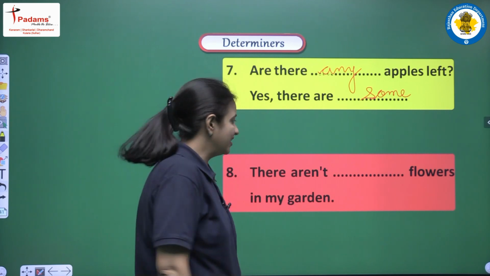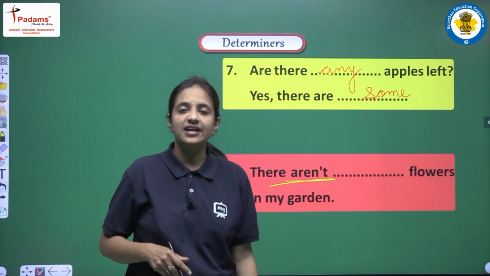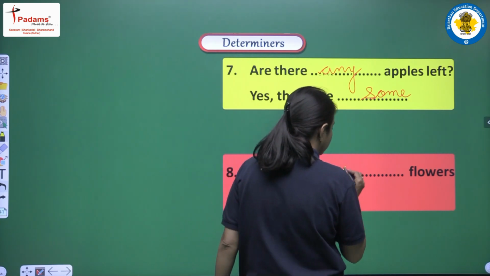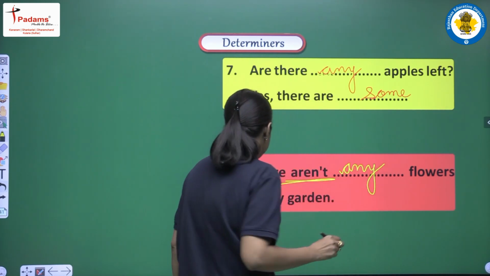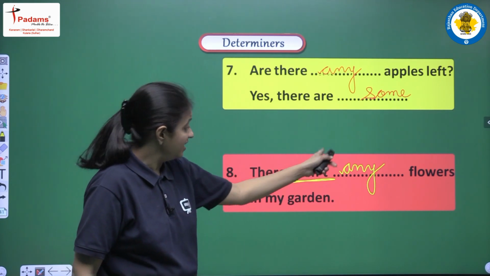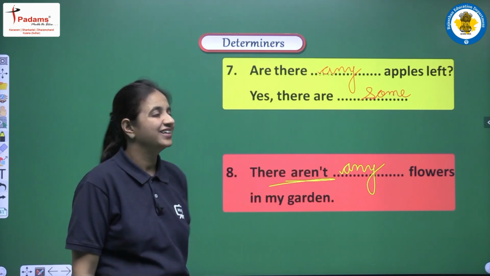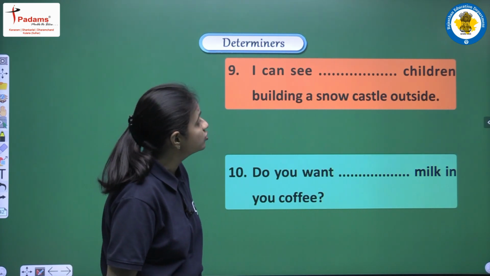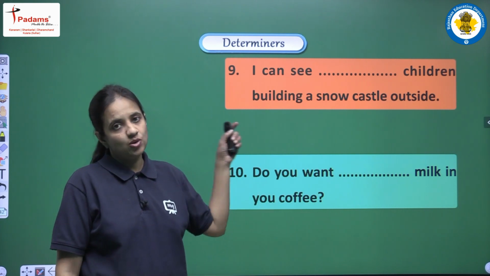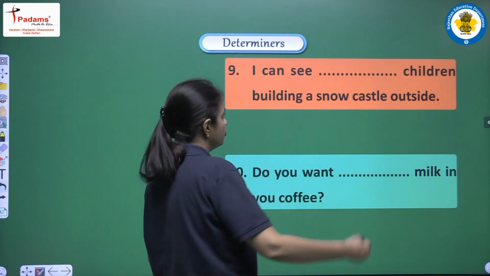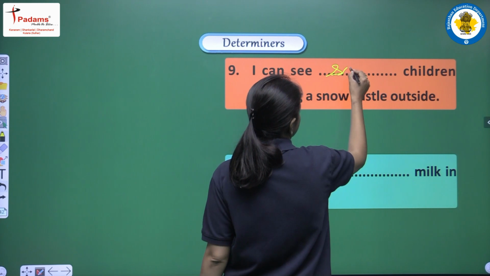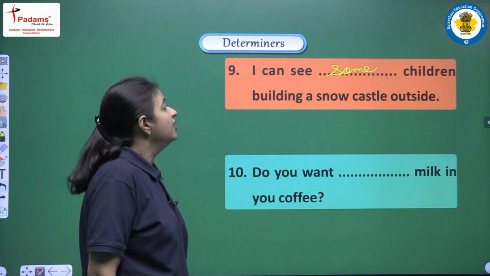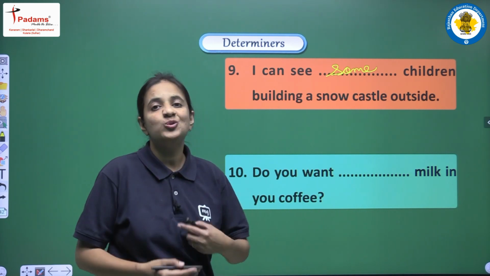So again we are having a negative sentence. We are having aren't, that is are plus not. So it's a negative sentence. So we will write here any. And this sentence will be, there aren't any flowers in my garden. Next sentence is, I can see children building a snow castle outside. So it's a very simple positive sentence. So we will write here some. And the sentence will be, I can see some children building a snow castle outside.